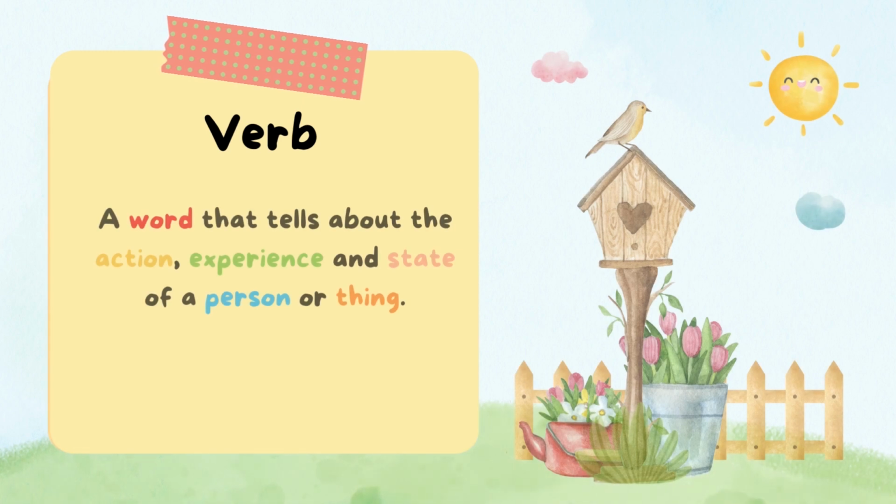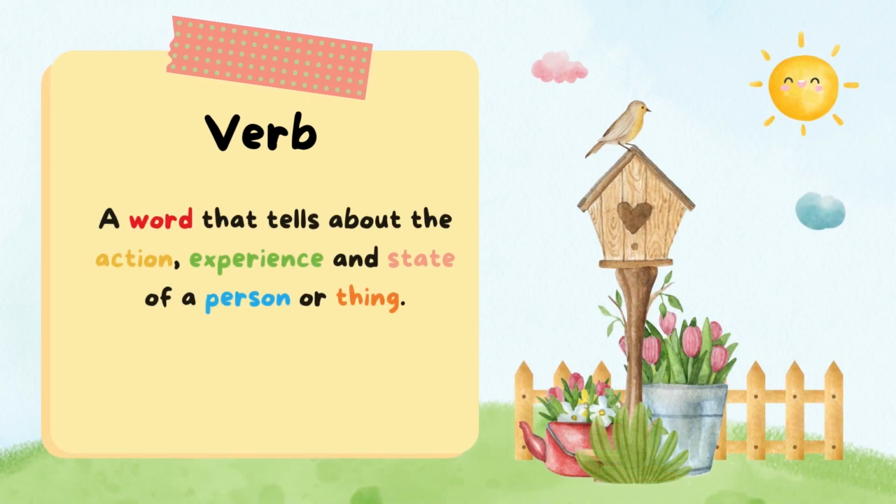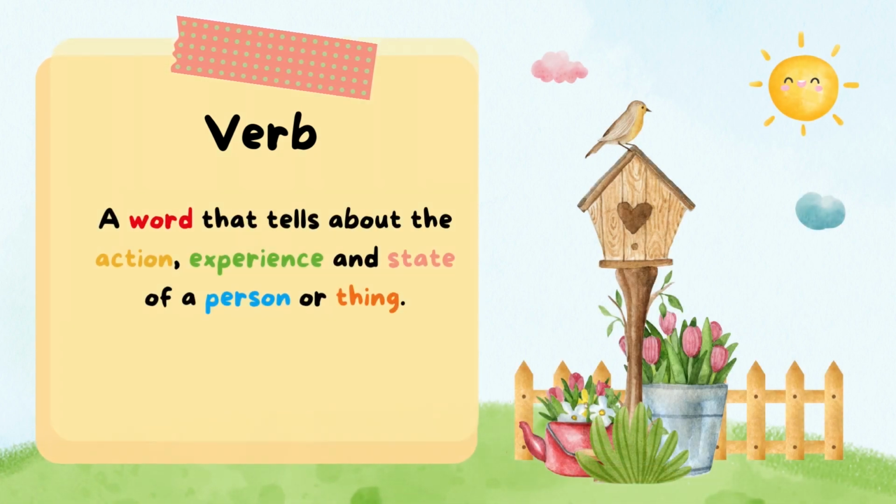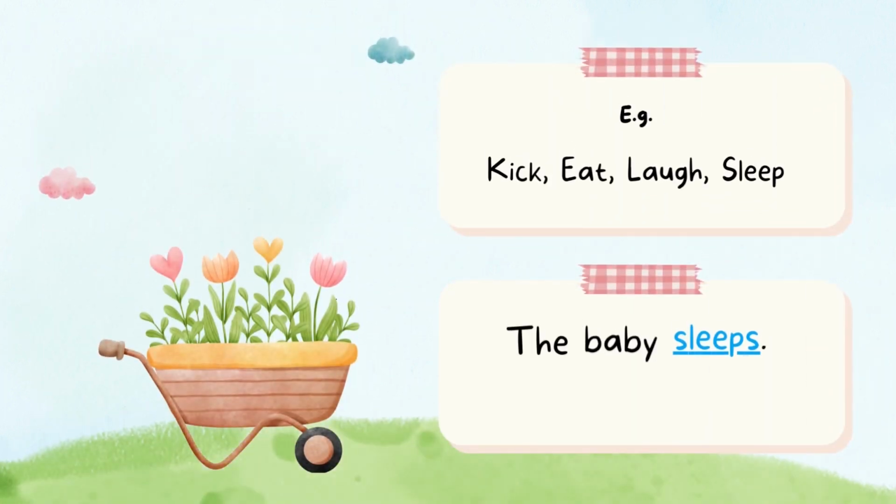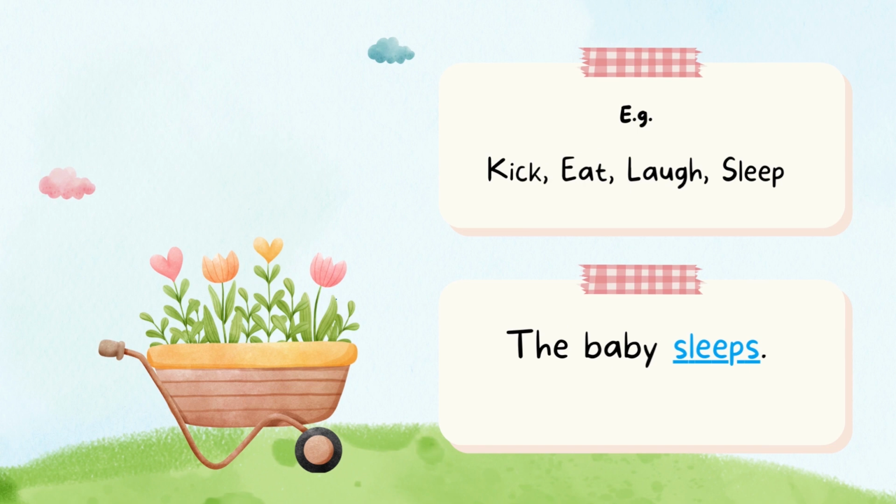Next is verb, a word that tells something about the action, experience, and state of a person or thing is called verb. For example, kick, eat, laugh, sleep. The baby sleeps. Here the word sleeps is describing the action of the baby or what the baby is doing right now.